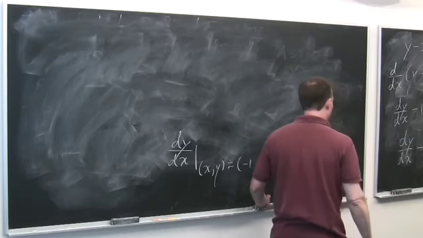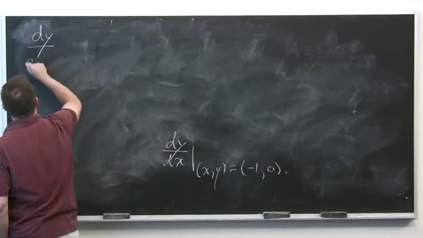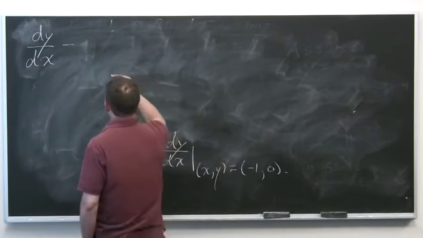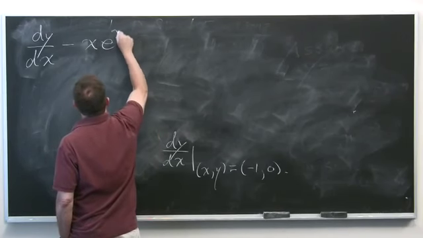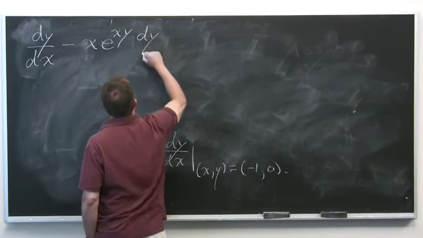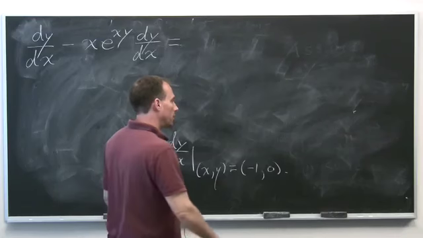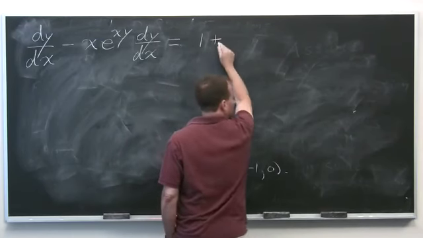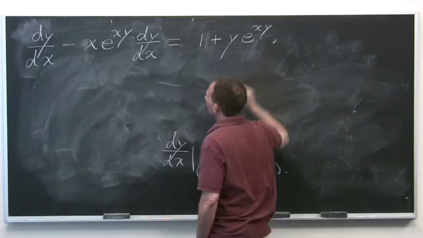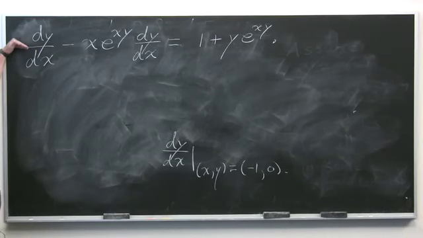So what do you get? You get dy dx minus x e to the xy times dy dx equals 1 plus y e to the xy. This. What do you do now? You factor out the dy dx over here and you divide.